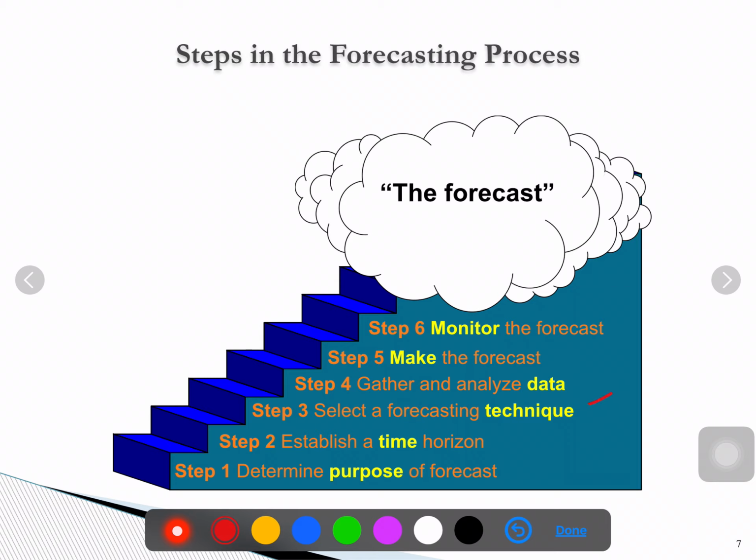Then we have to select a forecasting technique. There are different techniques for forecasting, so we can select from them. Then we have to gather and analyze data. We should have data or information. Then we have to make the forecast. Lastly, we have to monitor the forecast, or follow up the forecasting process.